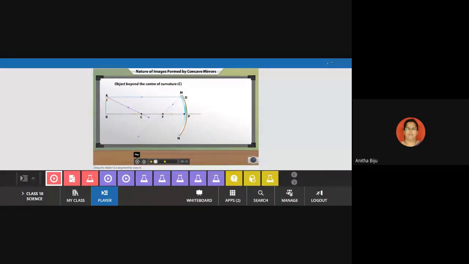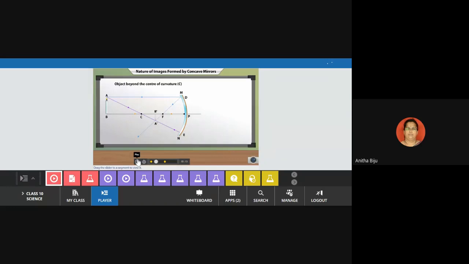When the incident ray starting from the object, which is parallel to the principal axis, goes through the focus after reflection, this is the first one. See, this is that ray. The second ray used is the one which passes through the center of curvature. After reflection, it again passes through the same path. The reflected rays intersect at A dash to form an image A dash B dash.